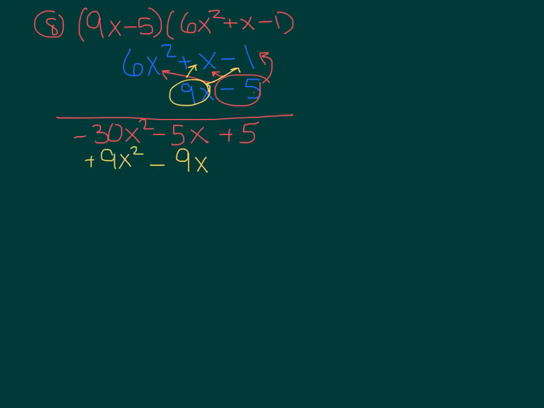The last thing I have is 6x to the second times 9x. That gives me positive, you can write the plus or you can skip writing the plus, 54x to the third. From there, I'm just going to add straight down. So I have a 5. The 5 is alone. I just keep it as plus 5. Negative 5x minus 9x is going to give me negative 14x. Negative 30x squared plus 9x is negative 21x squared. The final thing I have is 54x to the third, and it's positive, so I'm just going to leave it like that.